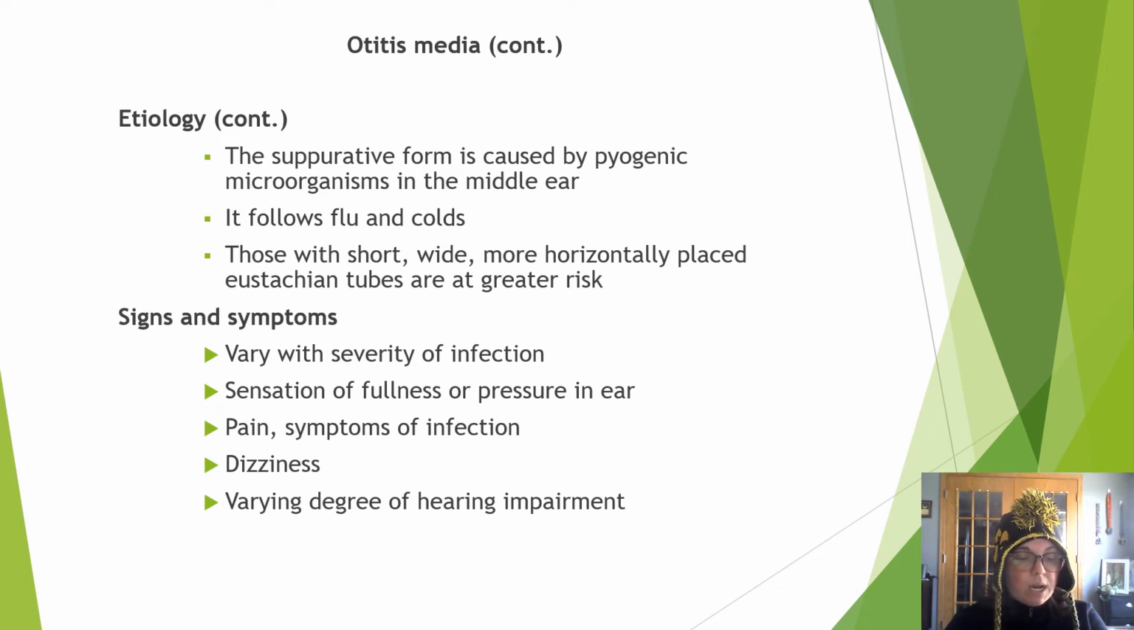Those with short, wide, more horizontally placed eustachian tubes, so horizontally like left and right, are at greater risk. This short, wide, or horizontal tube can be genetic, but it is also seen in younger children. But as a child grows, the tube begins to tilt and occurrences of otitis media go down.